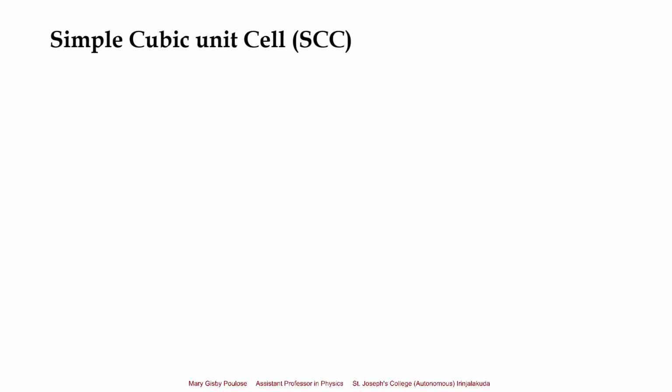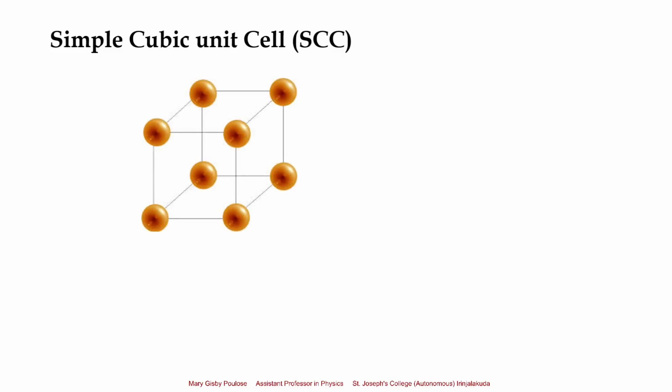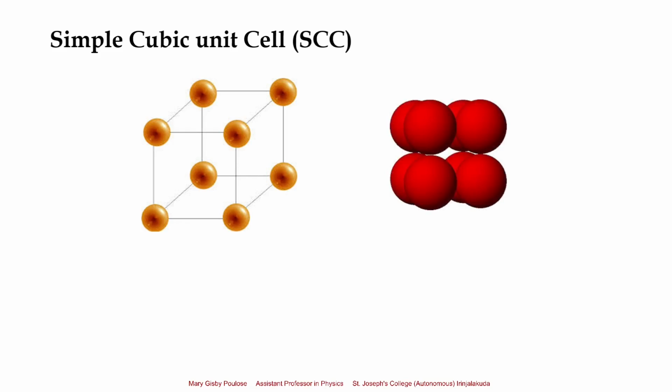Let us see what are the different types of unit cell. The first one is the simple cubic unit cell, called SCC. Now, this is the structure of a simple cubic unit cell. That is, we have atoms placed on the 8 corners of a cube. Here, the atoms will be in contact with each other. The atoms at the edges will be touching each other.